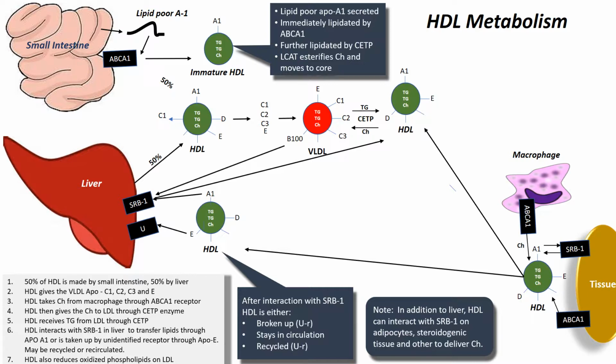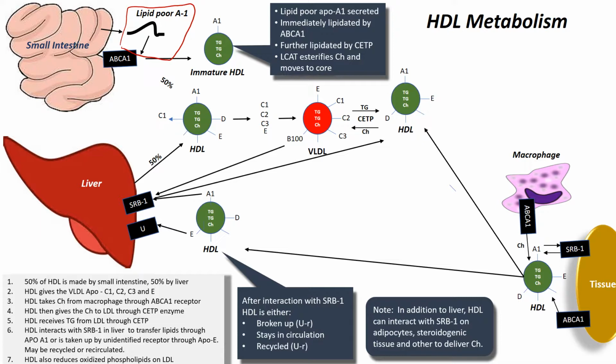And HDL is made in really two tissue compartments of the body. About half of it is made in the small intestine and about half in the liver. And what happens is those tissues basically secrete a lipid-poor ApoA1. ApoA1 is basically the shell that's going to contain the cholesterol and the triglycerides. But then as soon as that ApoA1 is released by the small intestine or the liver, it interacts with something called an ABCA1, which immediately gives some lipid to the ApoA1 shell.